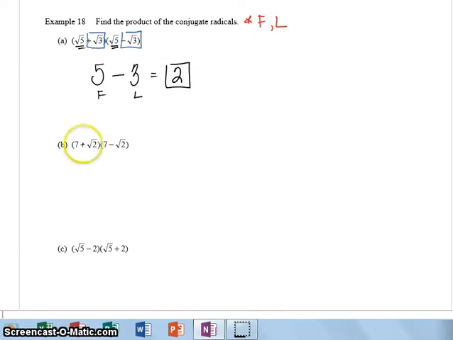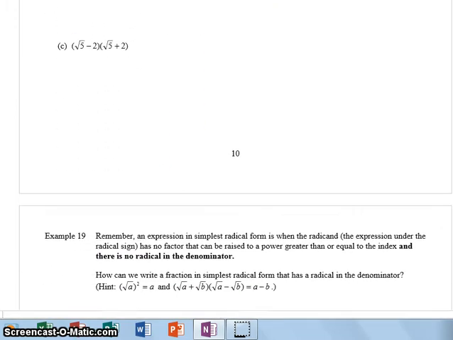Here, 7 times 7 is 49. It's always going to be minus because they have a positive times a negative. And you get 2. 49 minus 2 is 47. Look how easy that is when they're conjugates. All right, next one here. My first terms are going to give me 5. It's always minus. And 2 times 2 is 4. I get 1.